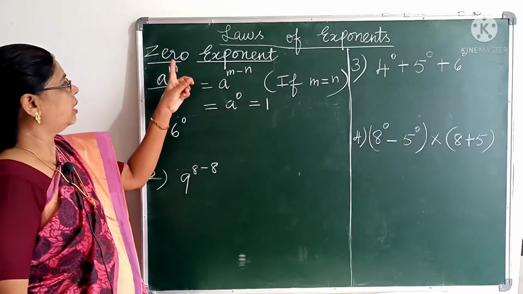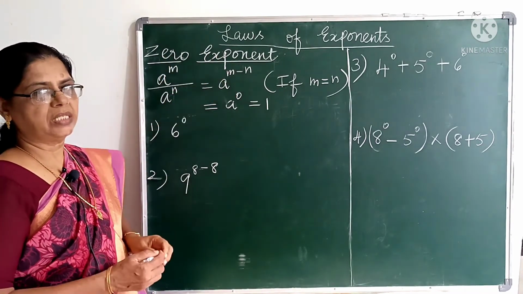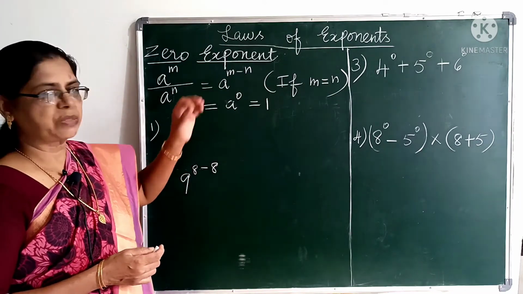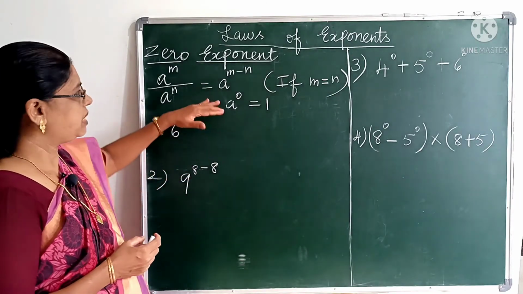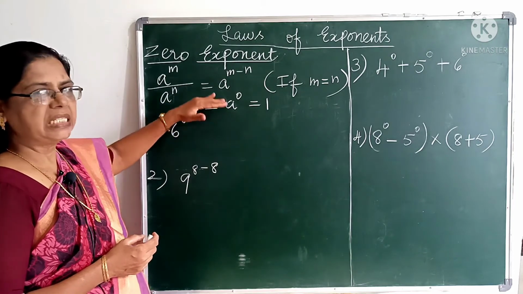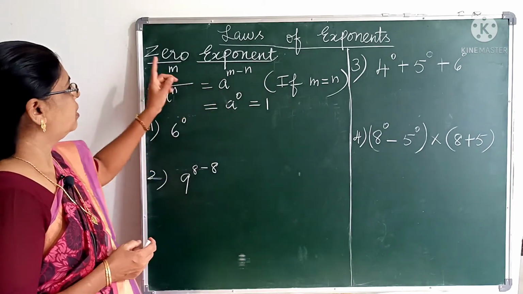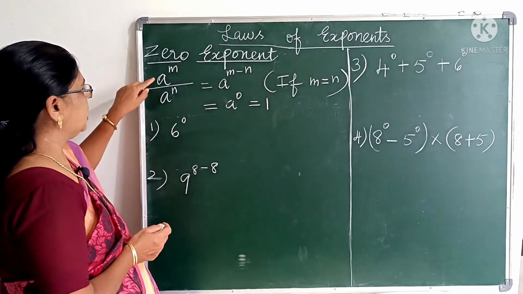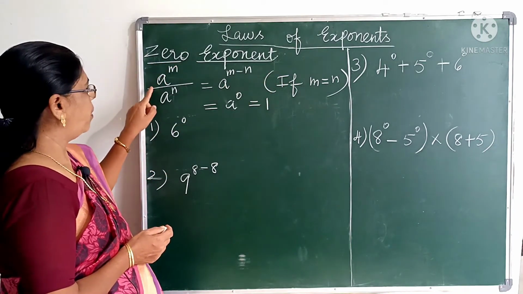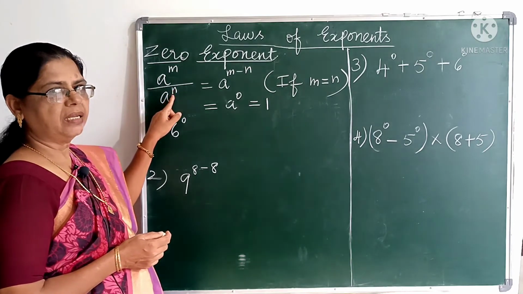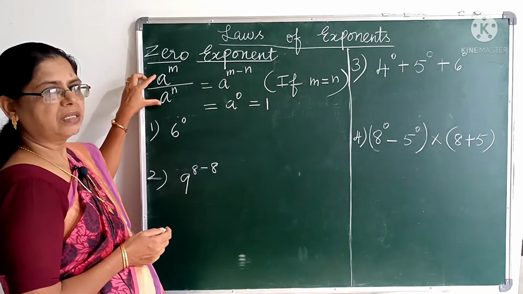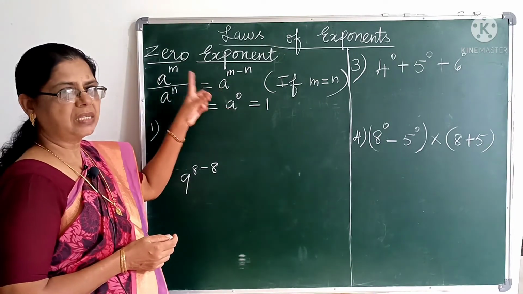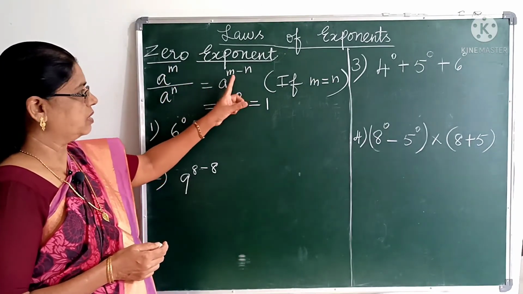We are going to learn about zero exponent. When I taught you division of exponential forms, I taught a little bit about this one. Let us learn it in detail. Zero exponent. What is zero exponent? a power m upon a power n. It's a division. So in division, what do you do? Take the same base and subtract the powers.